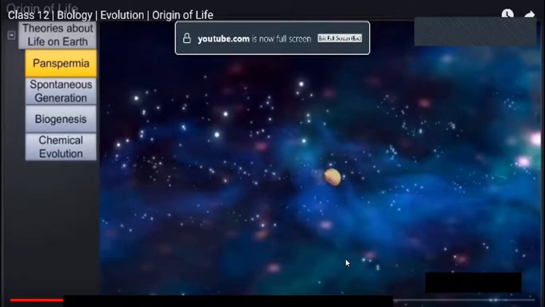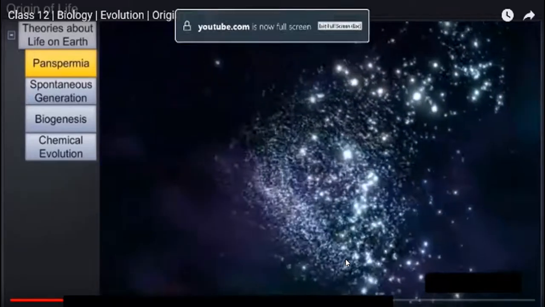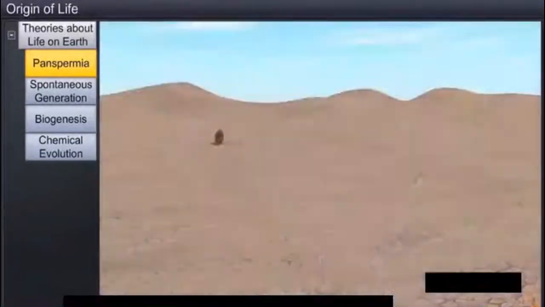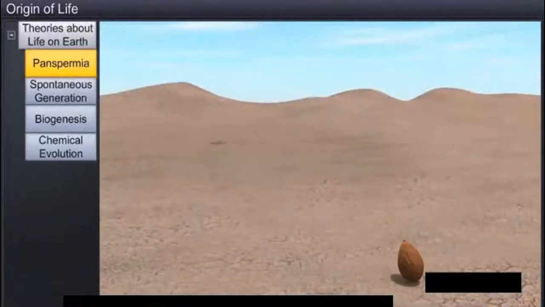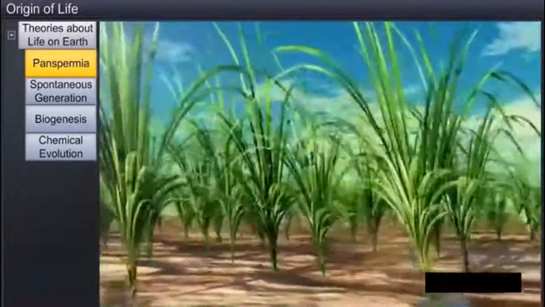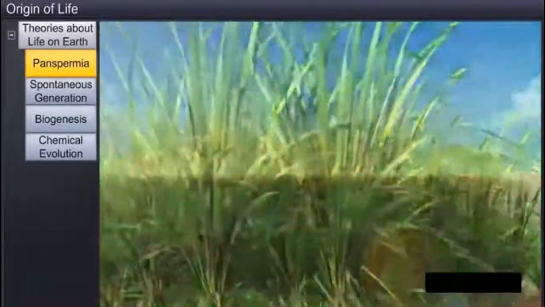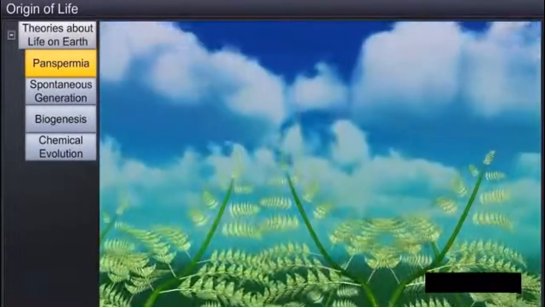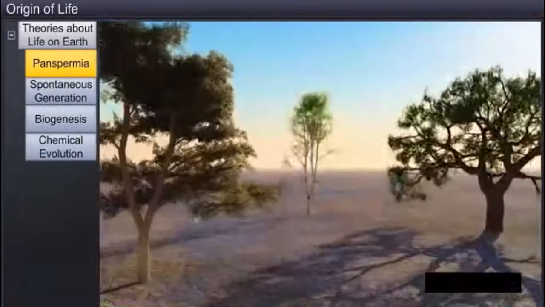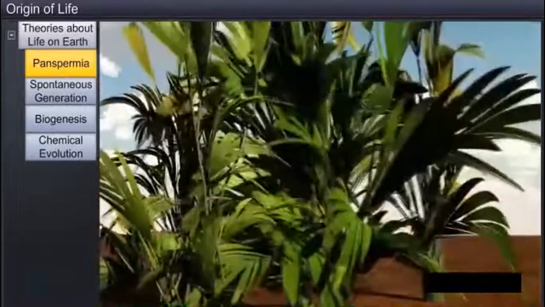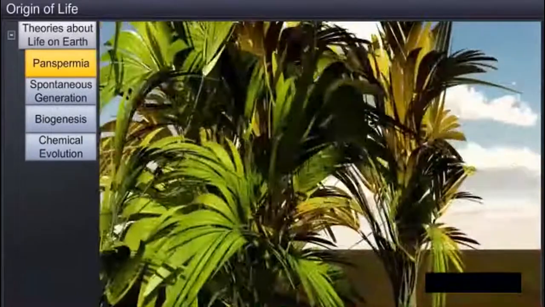Panspermia is the oldest theory founded by Greek thinkers. It explains that units of life called spores were transferred to different planets. Panspermia assumes that seeds of life exist all over the universe. Therefore, the life on Earth may have originated after one such seed was deposited on the Earth from somewhere in the universe. This theory generates much interest even today.